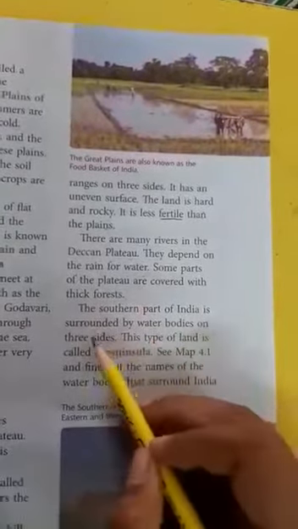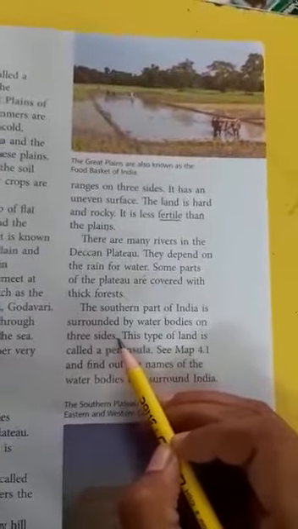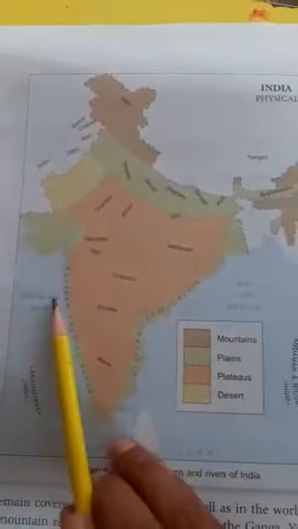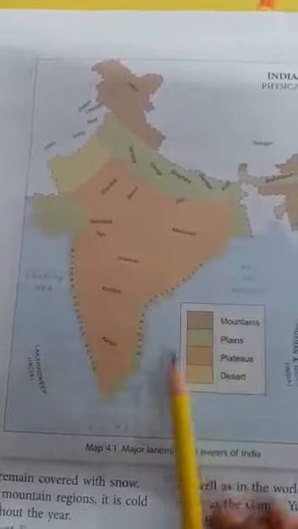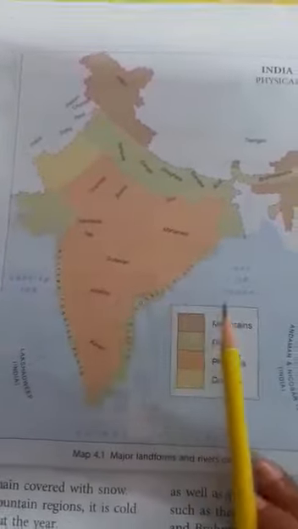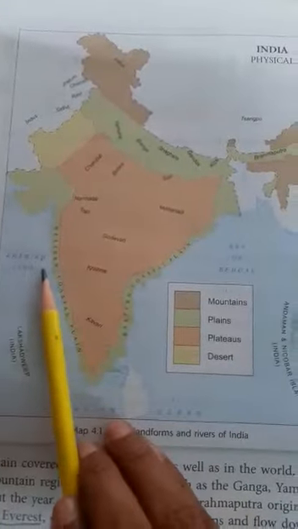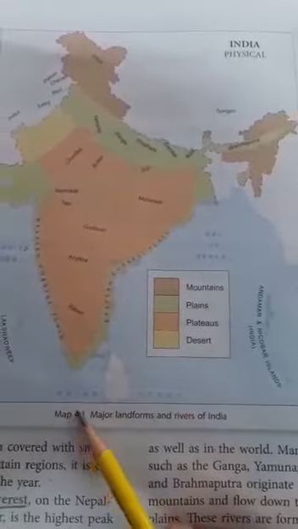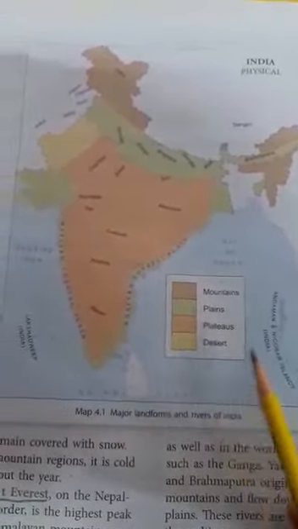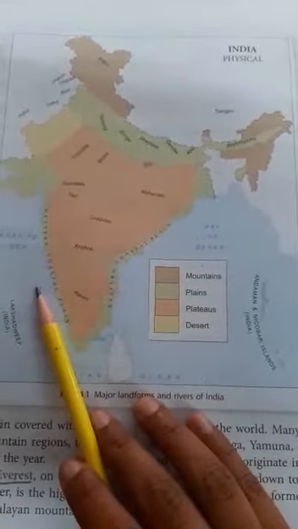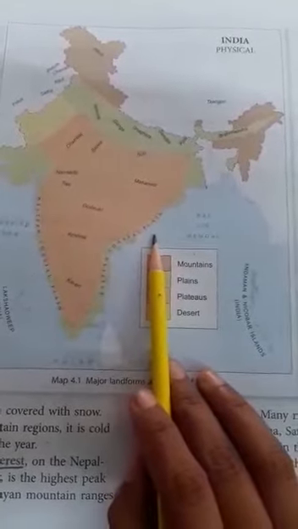The southern part of India is surrounded by water bodies on three sides. So three sides of India are covered with water bodies. If you see this map here, this is the south part of India. So this south part of India is surrounded with water bodies. See here, on the east side we see the Bay of Bengal, on the west side we see the Arabian Sea, and down below the Indian Ocean. So this area we also call a peninsula. So we also call the southern part of India a peninsula.